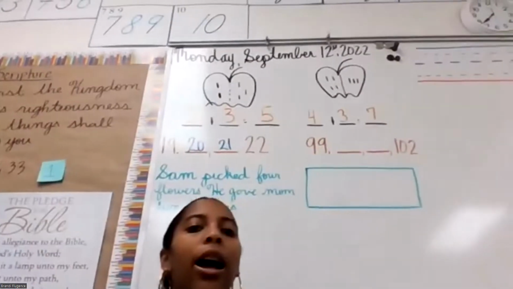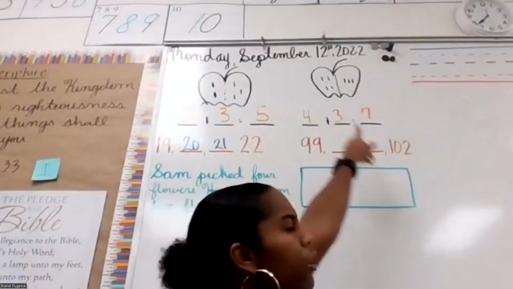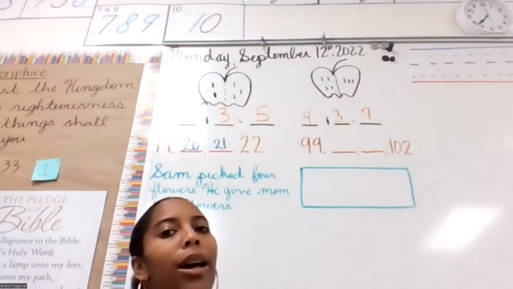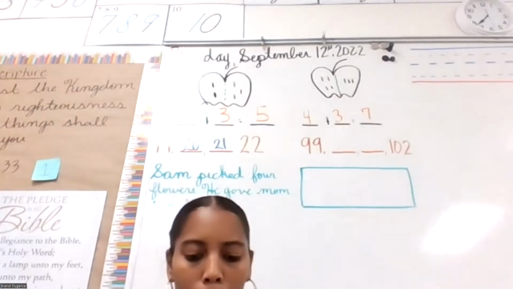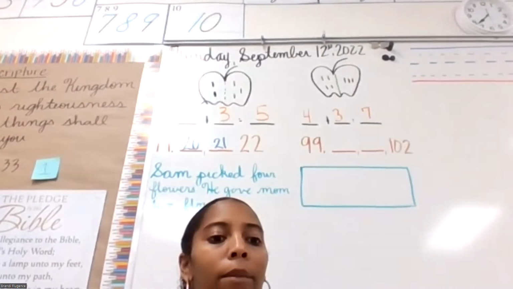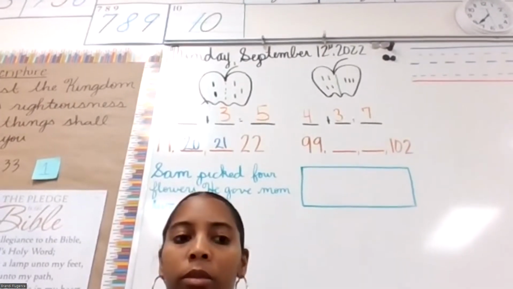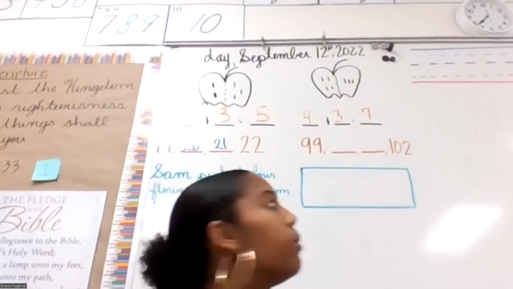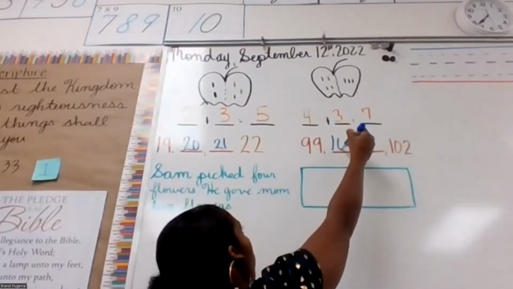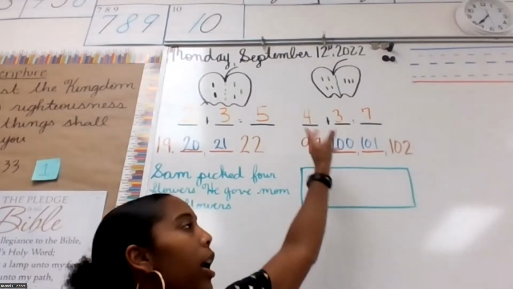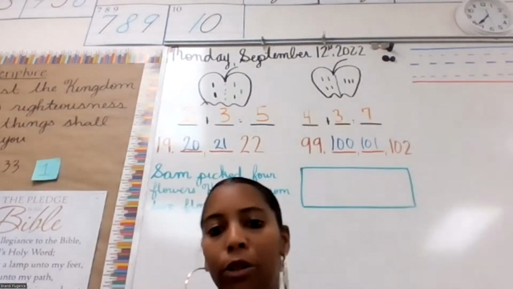Next, we have 99. I start with 99. I'm finishing with 102. What are the numbers that are missing? Asa? 100 and 101. Good. 100 and 101. Awesome. 99, 100, 101, 102.